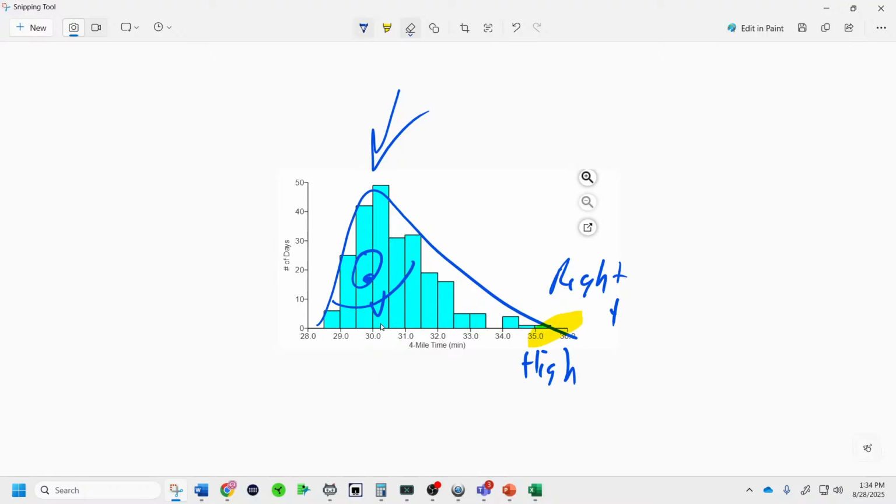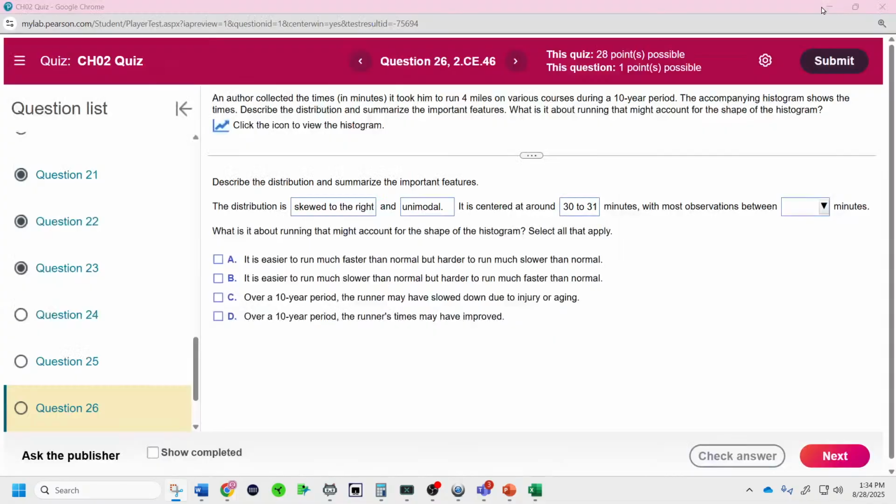They're getting a little mean here. That's where the biggest peak is. So that's the 30 to 31 area. So a little tricky on that. With most observations between probably 29 to 32 or so. Wow, look at that.